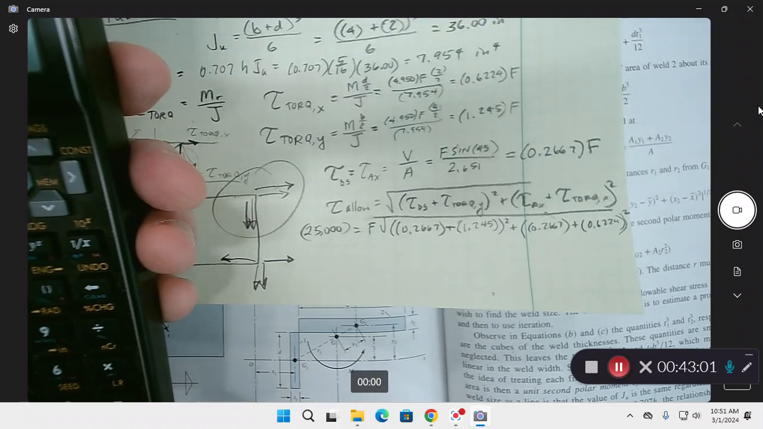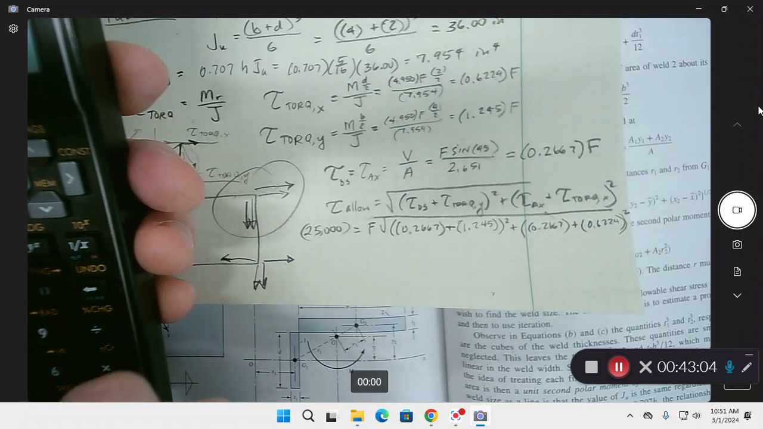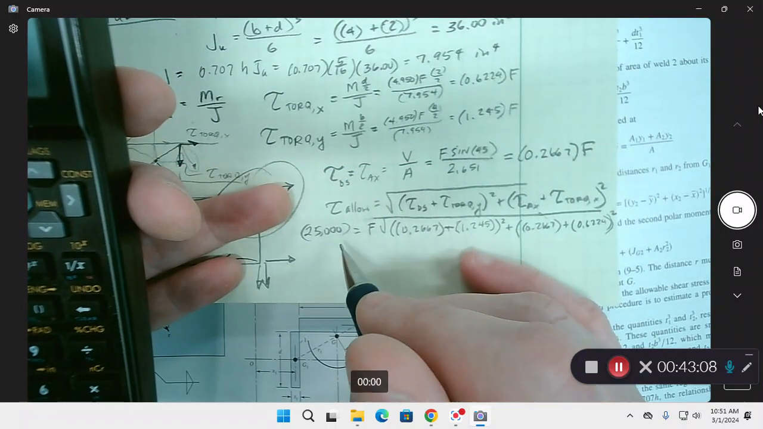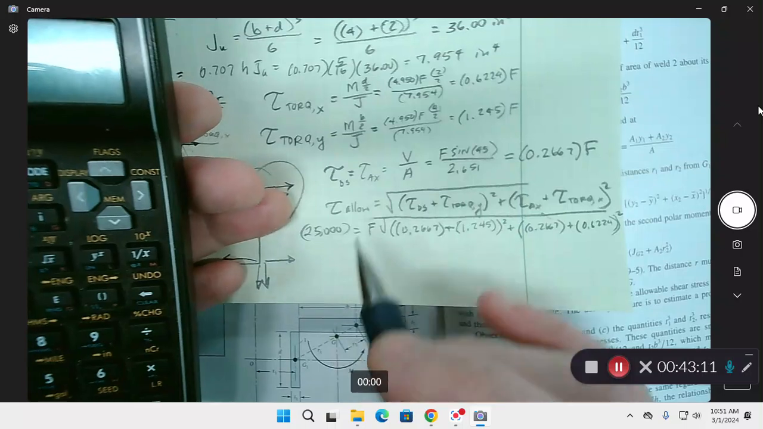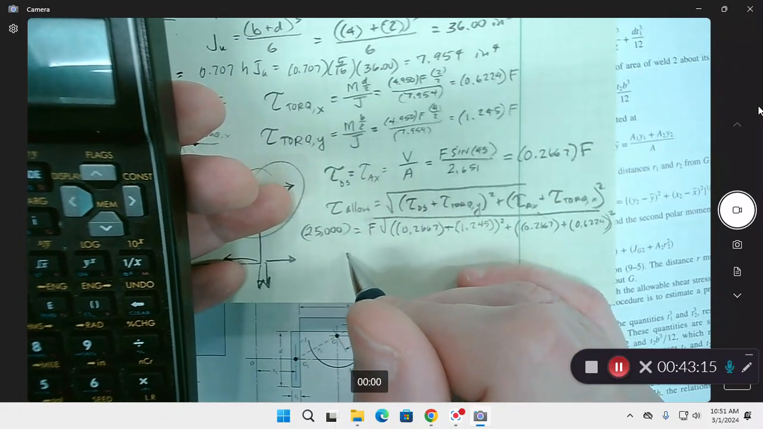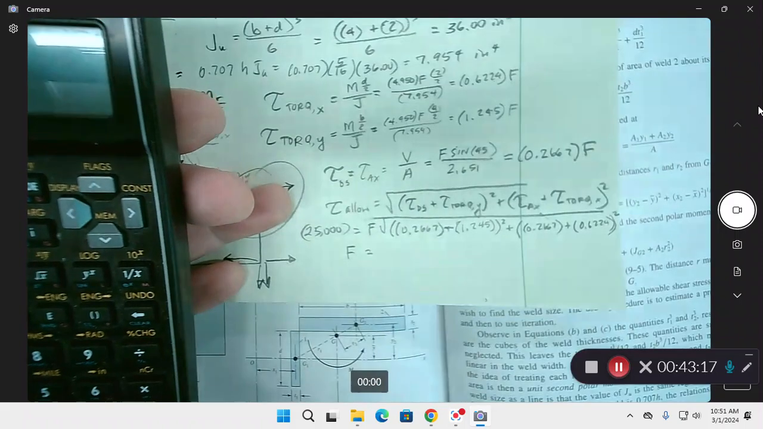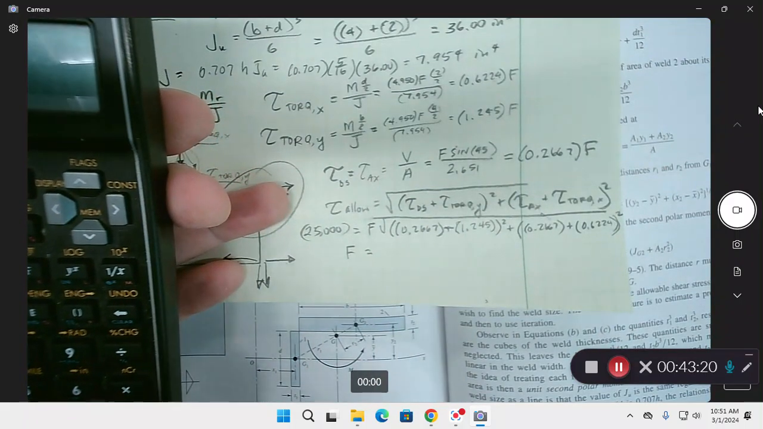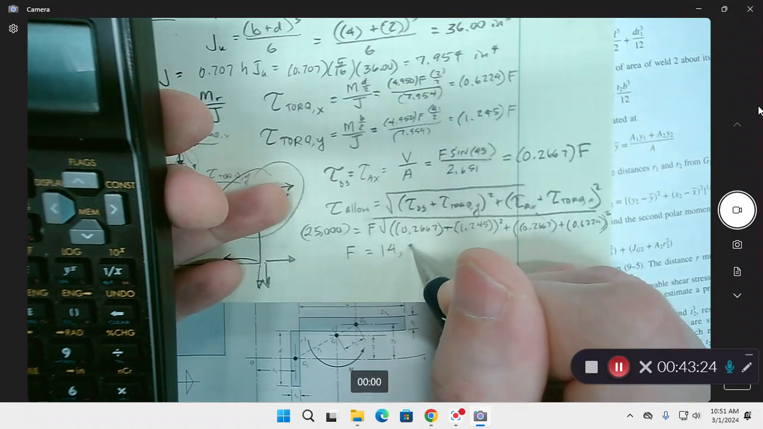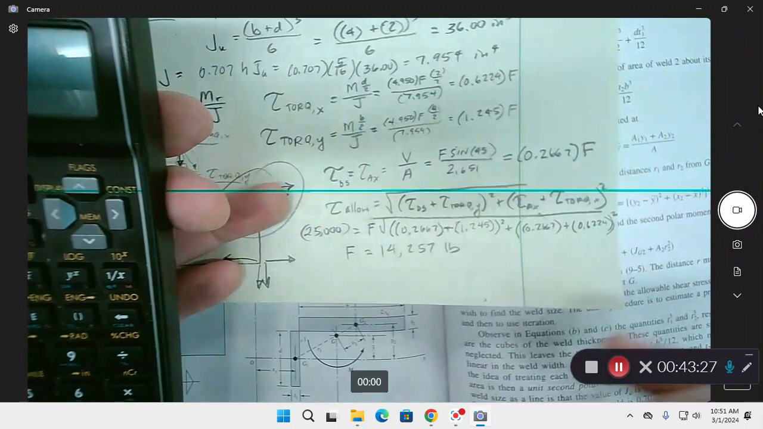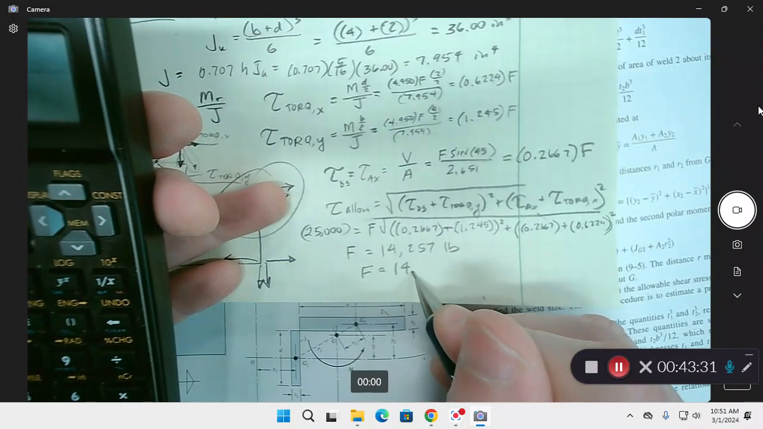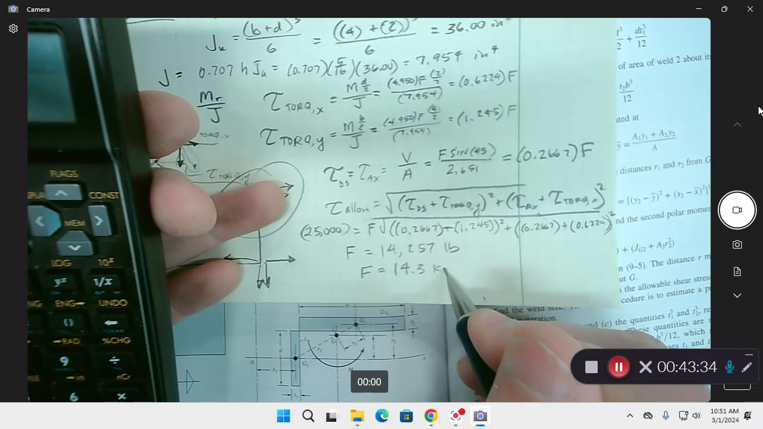224.2667 plus squared plus square root. All right, so all I'm going to do here now is divide 25,000 by 1.753, whatever. And I get F as 14,257 pounds. Or, I don't like doing it, but 14.3 kips.